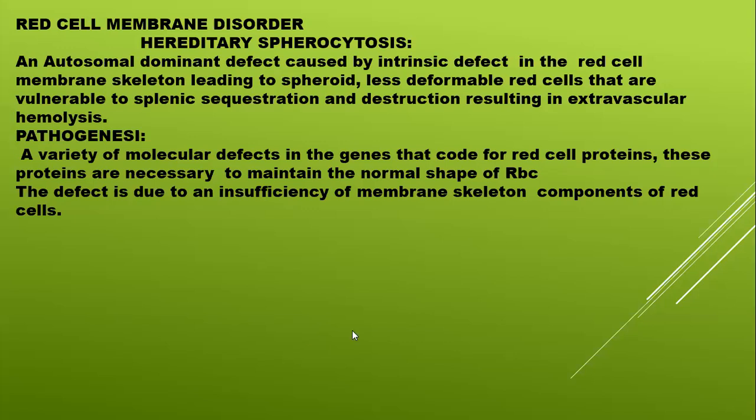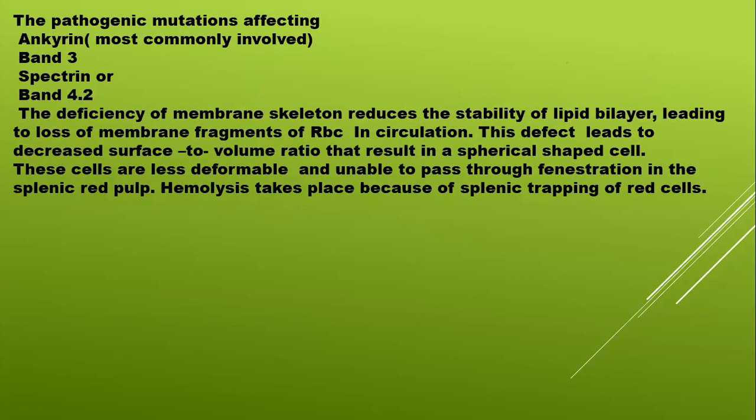The pathogenesis here is a variety of molecular defects in the genes that code for the red cell proteins. These proteins are necessary to maintain the normal shape of RBCs, and the defect is due to insufficiency of the membrane skeleton component of the red cells. The mutations here affect ankyrin, which is most commonly involved. The second one is band 3, spectrin or band 4.2. These are all the components of red cell membrane.